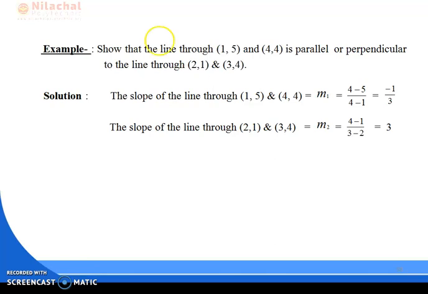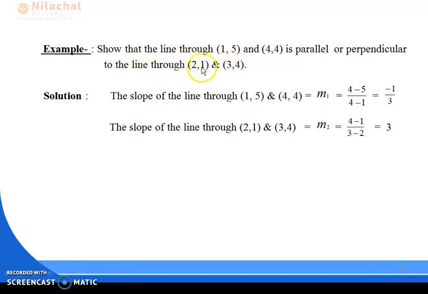For the first line, the points given are (1, 5) and (4, 4). The slope of the line through (1, 5) and (4, 4): this is x1, y1, and this is x2, y2. This is line number 1, so we symbolize its slope as m1. The slope is the difference of the y coordinates divided by the difference of the x coordinates. So y2 is 4, y1 is 5, x2 is 4, x1 is 1. That gives (4 minus 5) by (4 minus 1). What do we get now? Minus 1 by 3.